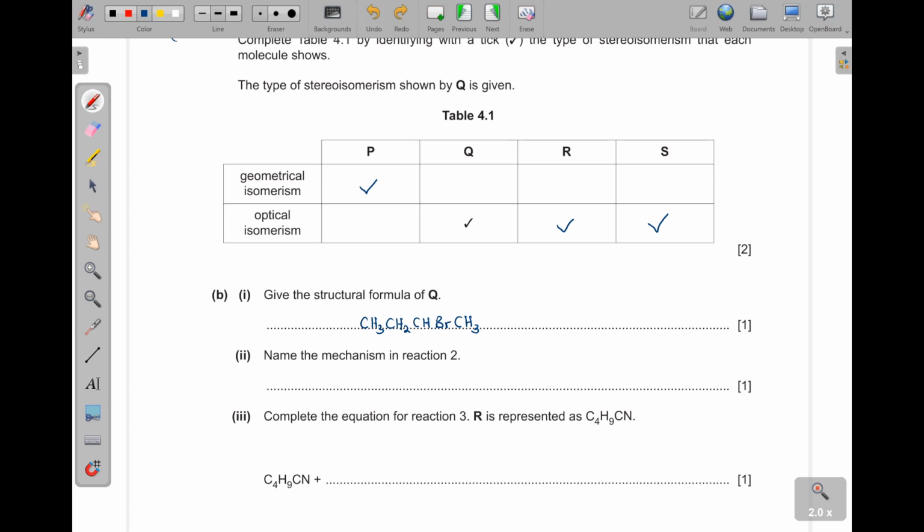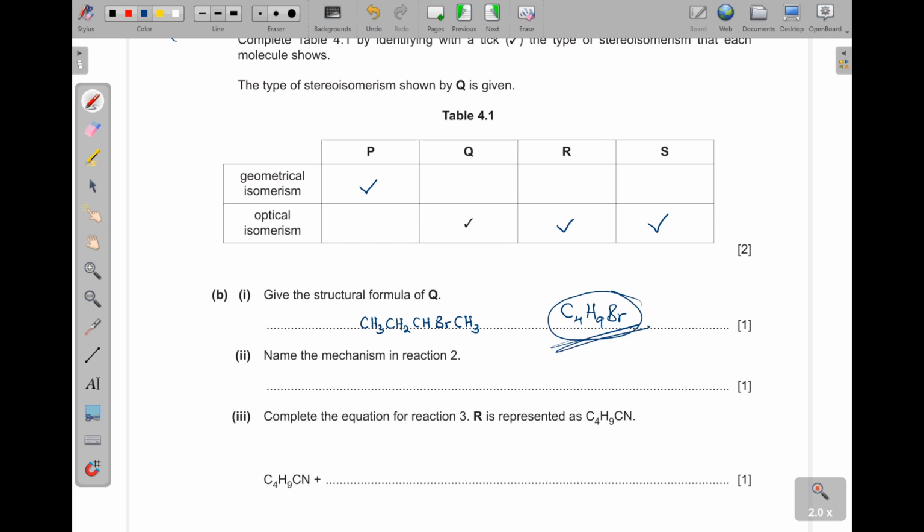But if they said molecular formula, you are giving the number of atoms that are present. Carbons are how many? 1, 2, 3, 4. So then you put the 4. Hydrogens are how many? Are they 9? Then bromine. That is what we call the molecular formula. It is not the structure formula.